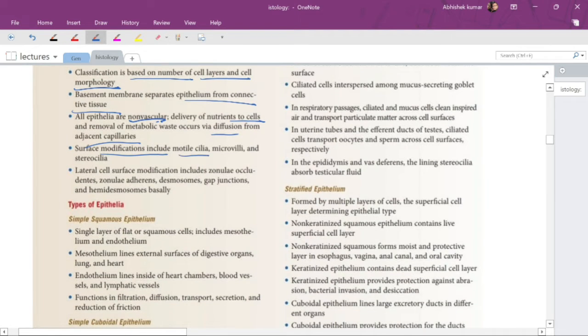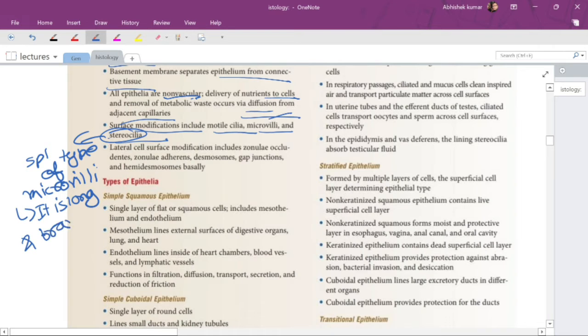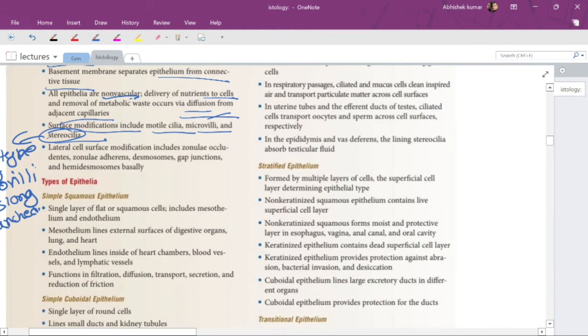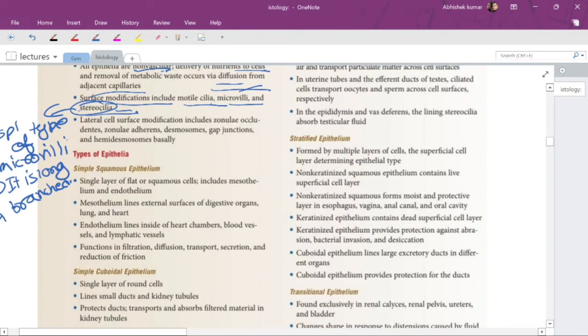Surface modifications include motile cilia, microvilli, and stereocilia. So cilia will be present, microvilli will be present, and stereocilia. Stereocilia is basically a special type of microvilli. The difference is it is long and branched. It is not used for movement like cilia. It is used for absorption just like microvilli. So it is another form of microvilli only.